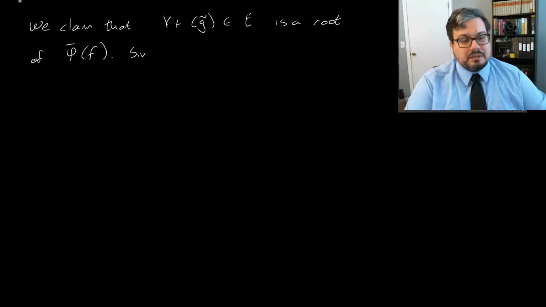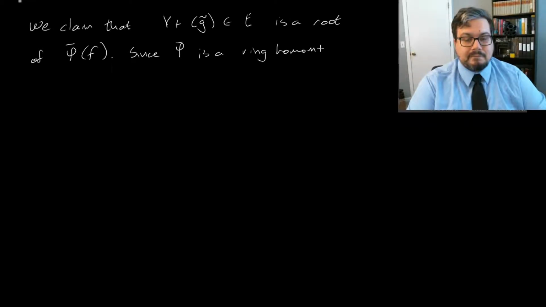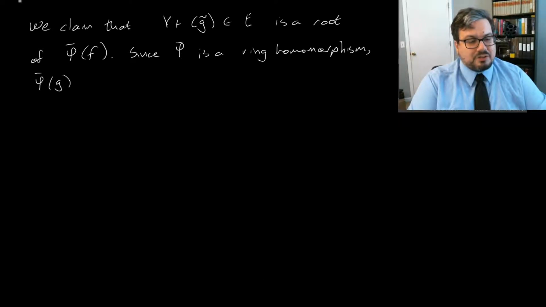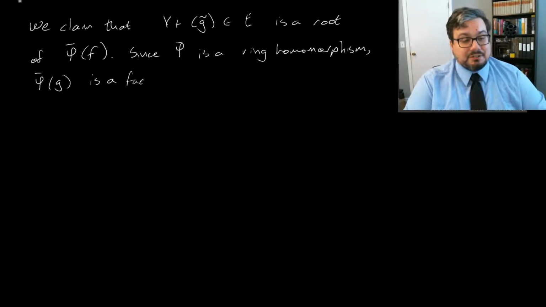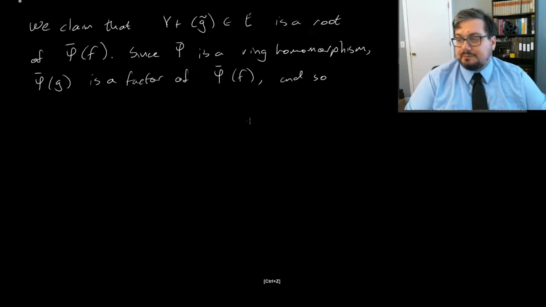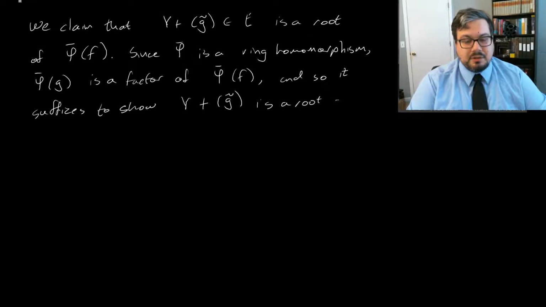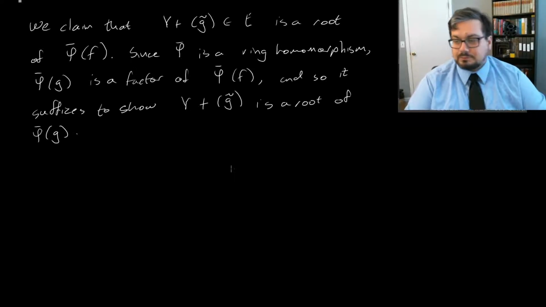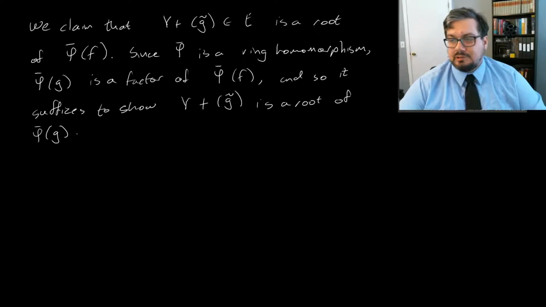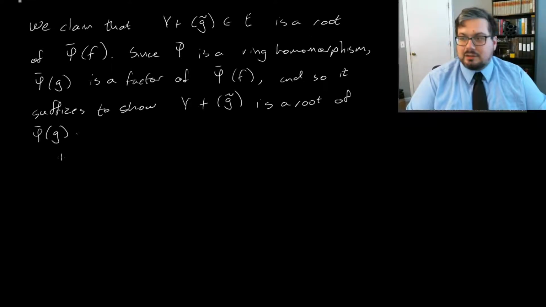Now, since phi bar is a ring homomorphism, we have that phi bar of G is a factor of phi bar of F, and so it suffices to show that y plus G tilde is a root of phi bar of G. So let's see what that looks like.